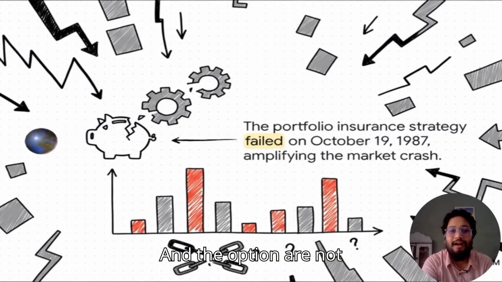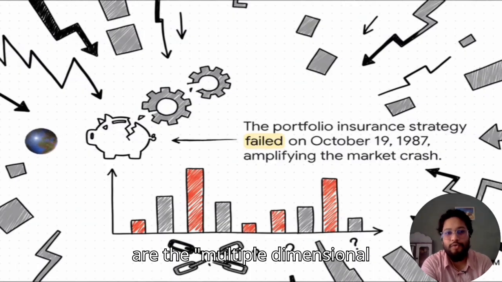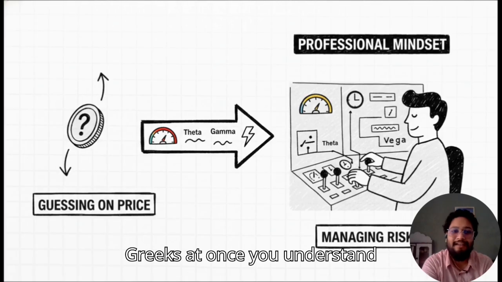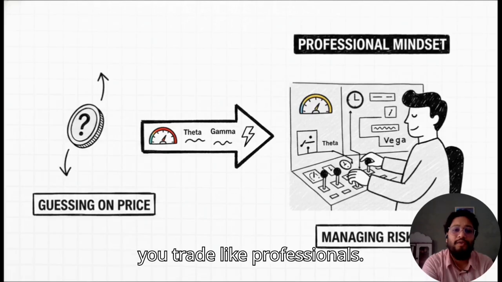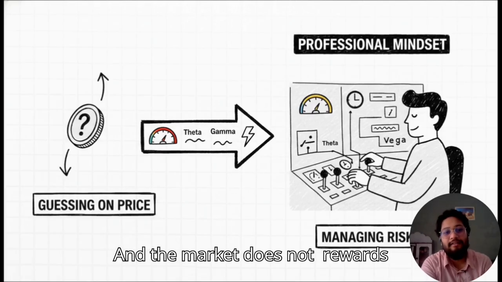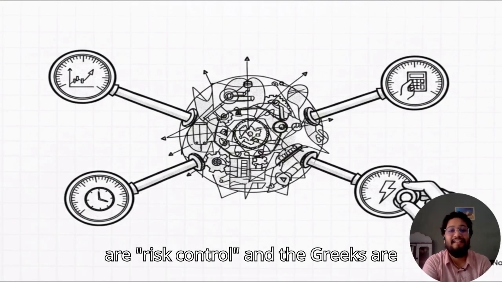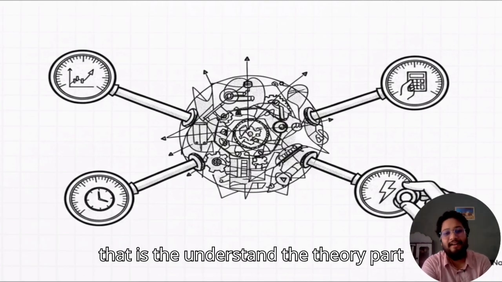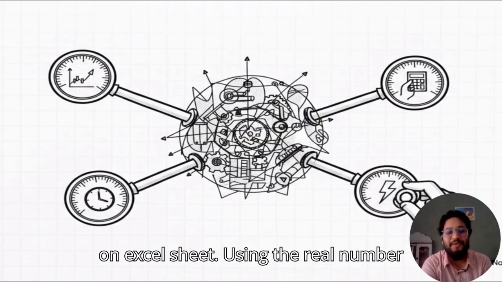And options are not just a simple price bet; they are multi-dimensional instruments. Once you understand the Greeks, you stop guessing, you start managing, and you trade like a professional, right? The market does not reward opinion, right? It rewards risk control, and the Greeks are the language of control. So that is the theory part, and now let's solve the Greeks one by one in an Excel sheet using real numbers.